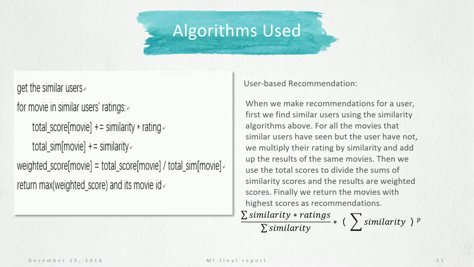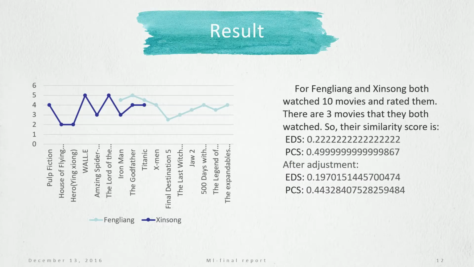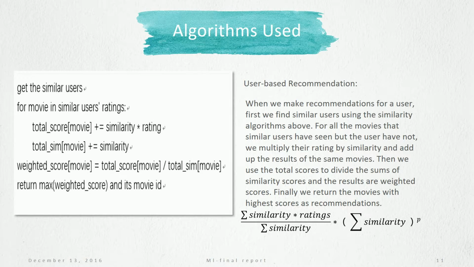In user-based recommendation, first we find similar users using the similarity algorithm, and we use the total score divided by the sum of similarity scores, and the result is the rated score. Finally, we return movies with the highest scores. We also set an adjustment to the recommendation.